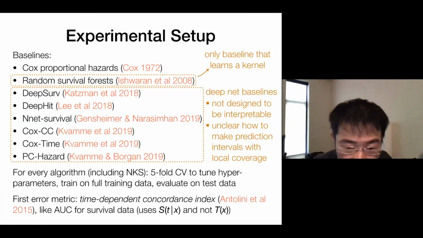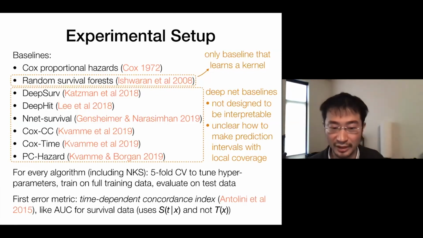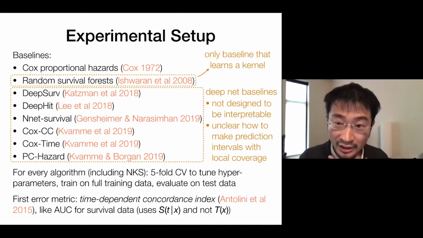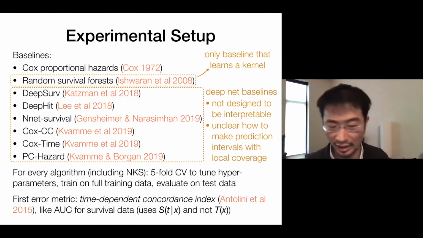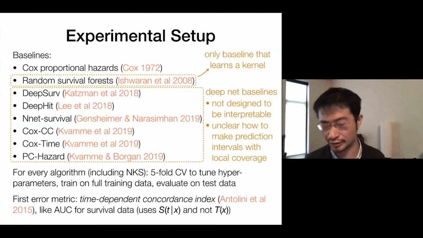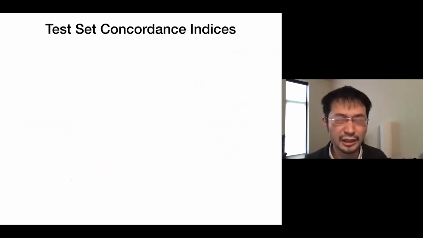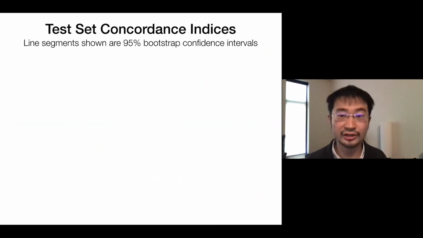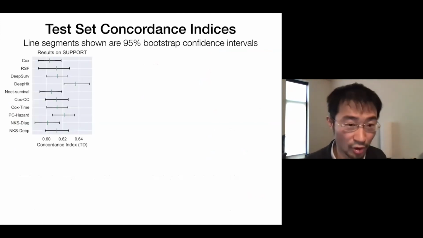The error metric I'll be using is the time-dependent concordance index, which I'll just call concordance index or C index. All you need to know is that this is like area under the curve for classification, but generalized to be for survival data, and it uses the full survival curve per patient. Basically it properly handles the right censoring issues. And what do we get? What I'm about to show you, for the 3 data sets, is these C indices and 95% bootstrap confidence intervals for them, which for SUPPORT looks like this.